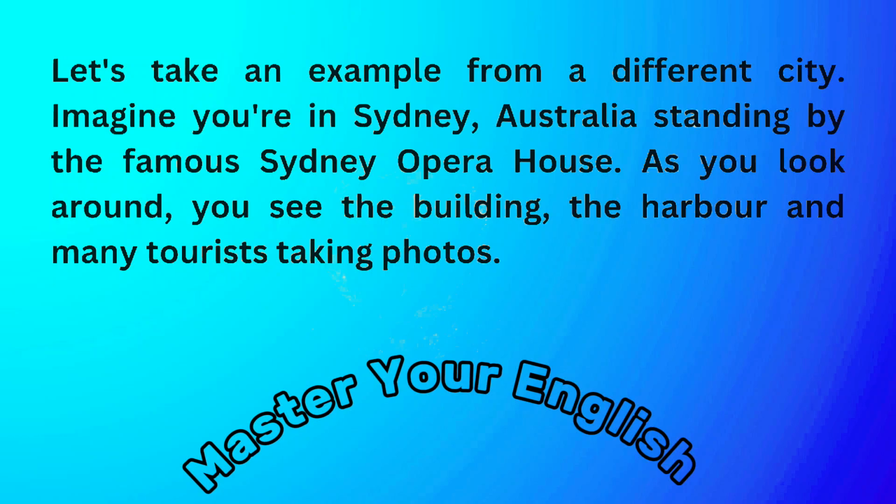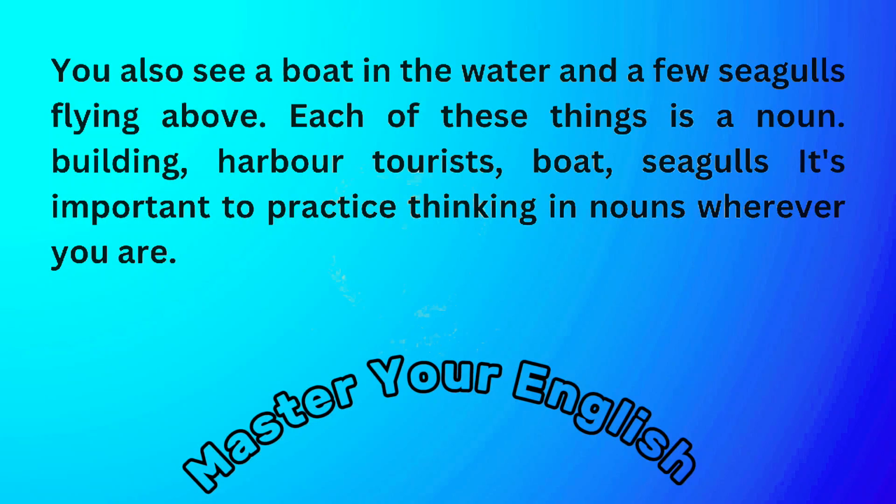Let's take an example from a different city. Imagine you're in Sydney, Australia, standing by the famous Sydney Opera House. As you look around, you see the building, the harbour, and many tourists taking photos. You also see a boat in the water and a few seagulls flying above. Each of these things is a noun: building, harbor, tourists, boat, seagulls.